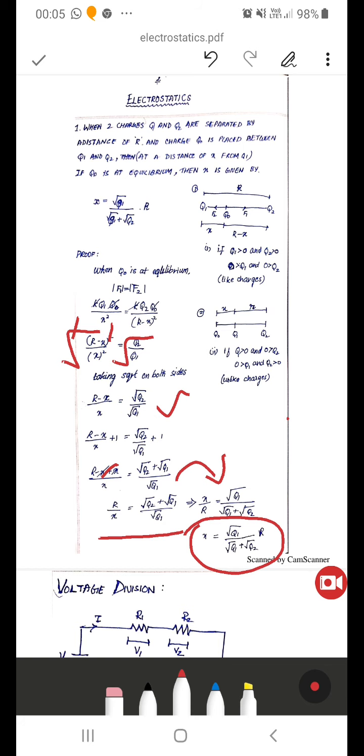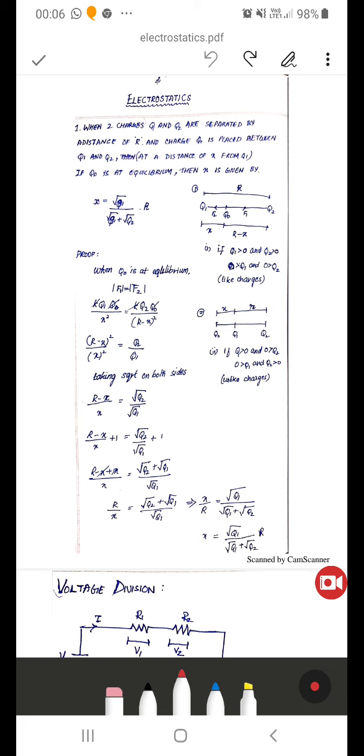Now this formula can be used generally in all cases, and in some questions they specify asking you where the q0 should be placed, that is in between q1 and q2 or outside q1 and q2. For this case you have to check two conditions, that is whether the charges are like, that is both are positive or both are negative, or they are unlike charges, that is one is positive and one is negative.